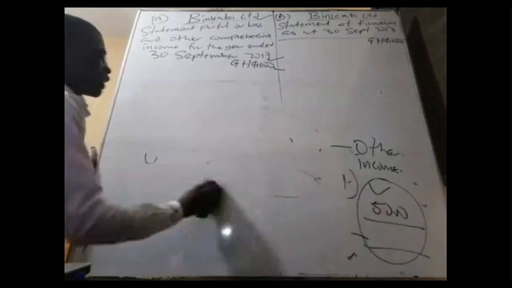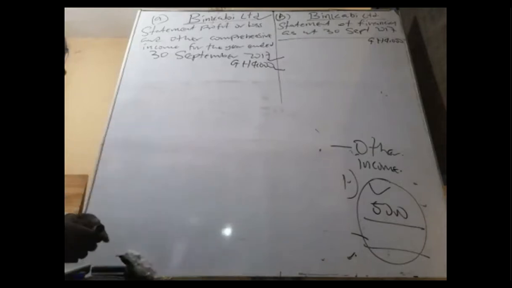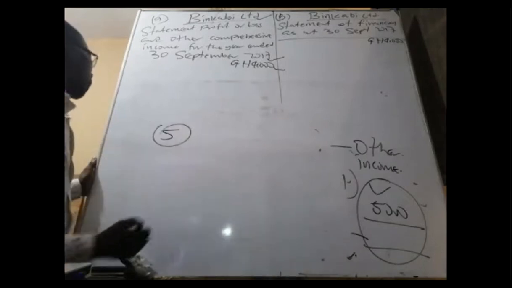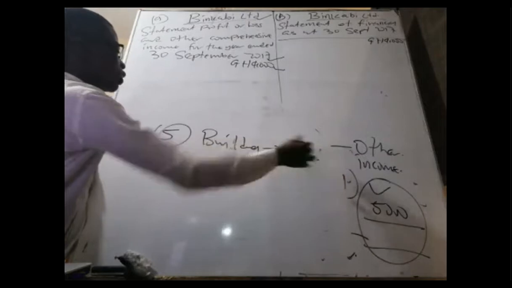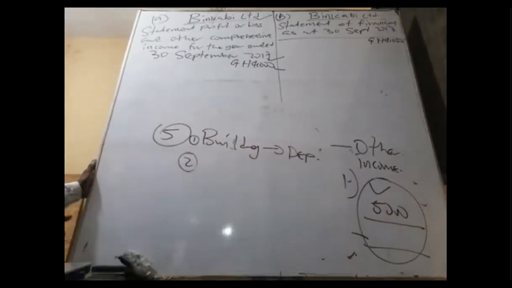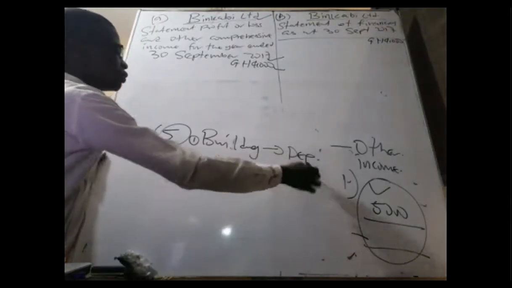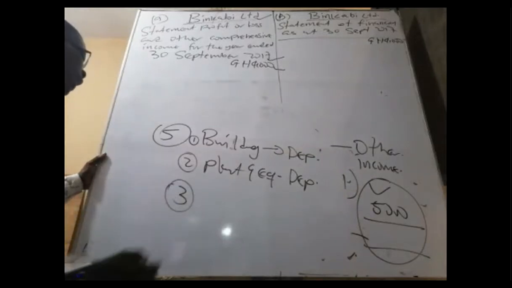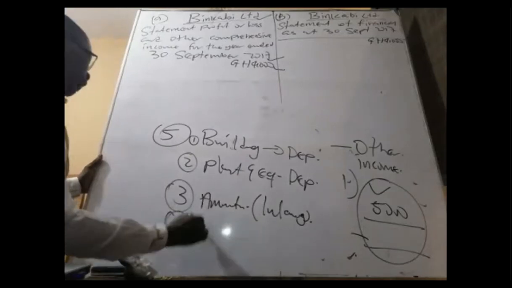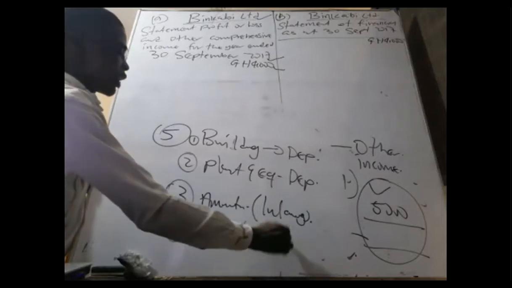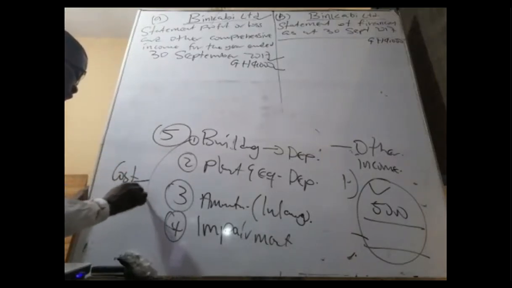So let's summarize note 5 and finish it and move ahead. In note 5, in summary, the first item is depreciation on buildings, and it affects the PPE schedule. Number 2, we need to cover depreciation on plant and equipment. Number 3, we need to cover amortization for the intangible assets. Number 4, calculate the impairment charge, if any. Now, all these 4 items go to cost of sales, because you were told.